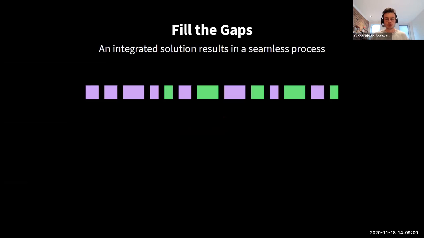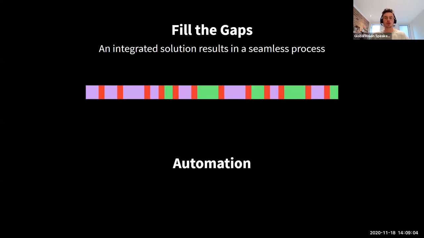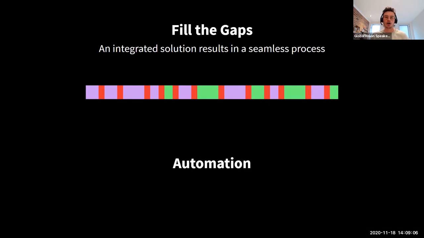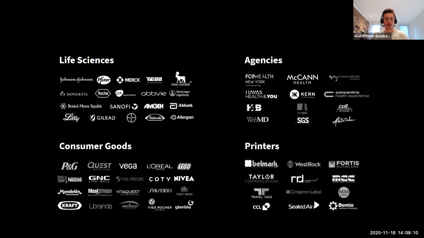So what's the solution? What's the solution in terms of filling in these gaps? The real solution that we're going to talk about today is automation. Now, the slide that I have up on the screen is really just to show you that all types of companies, whether you're on the life science, consumer, agency, or printer side, we're all facing the same issues. We're all trying to release content and products out into the market without any errors.